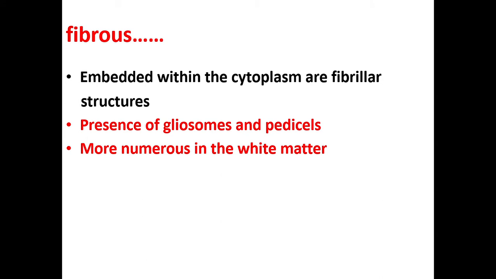Embedded within the cytoplasm of these fibrous astrocytes are fibrillar structures, the neurofilaments. Also, there are gliosomes and pedicels in the processes. And take note, the fibrous astrocytes are more numerous in the white matter of both the brain and spinal cord.